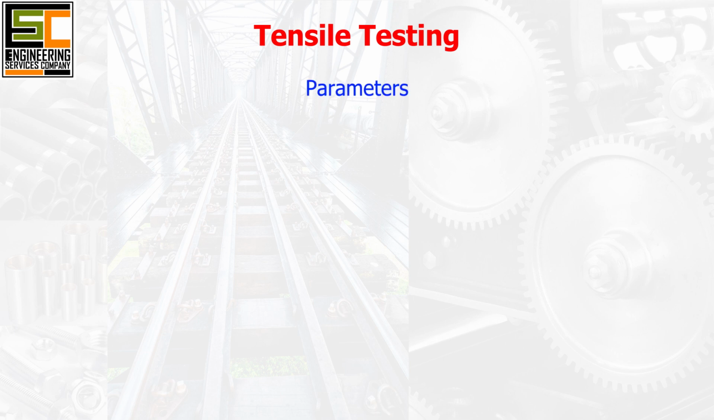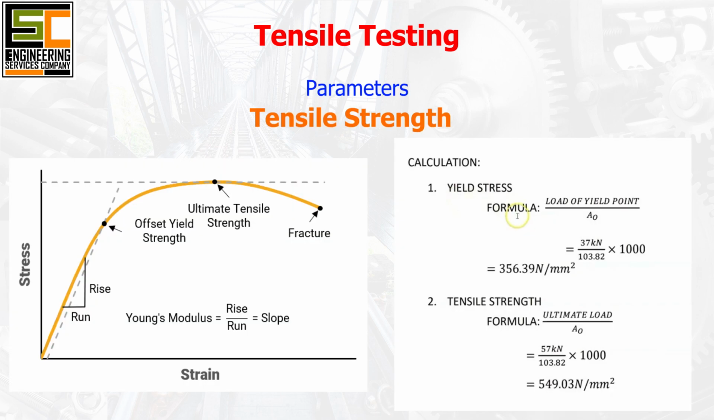Parameters. Tensile strength. The maximum stress that a material can withstand before fracturing under tension. It is calculated by dividing the maximum force applied during the test by the original cross-sectional area of the specimen. It represents the ultimate strength of a material under tension and is typically measured in units of force per unit area, such as pounds per square inch or megapascals.